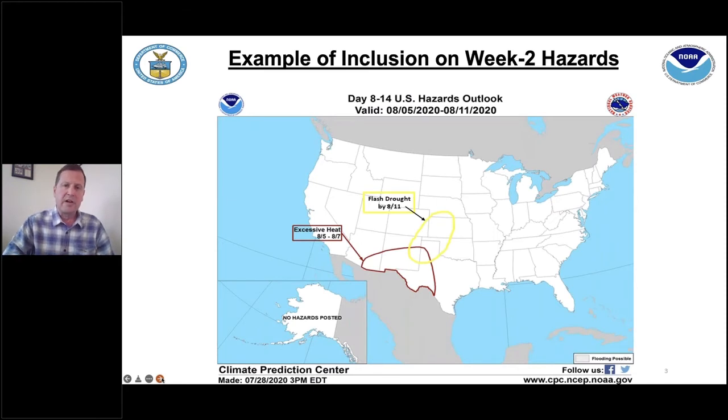So this is just a graphical format of what the week 2 hazards product would look like. It'd be categorical in nature, just showing areas most at risk of a flash drought by the end of the 2-week period. And we also forecast or try to forecast heat waves, so we have excessive heat. And of course, during the summer months, if you have antecedent dryness, heat waves and flash drought kind of go hand in hand, during June, July, and August especially.